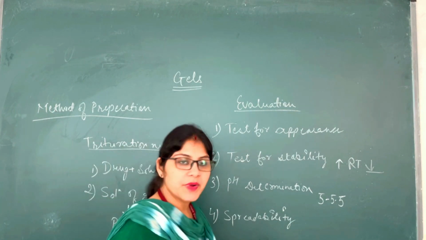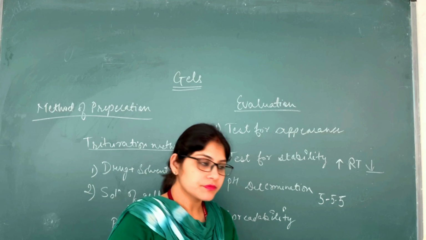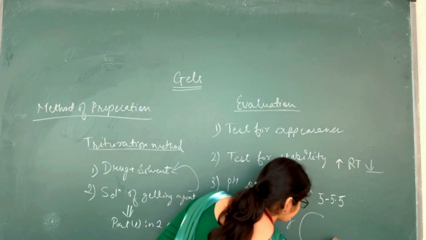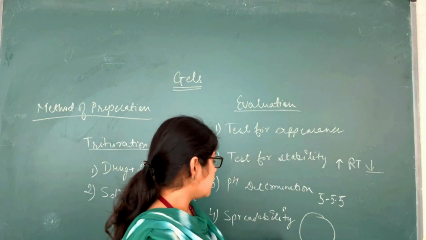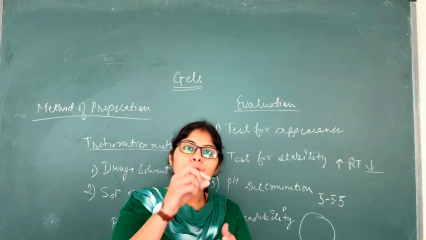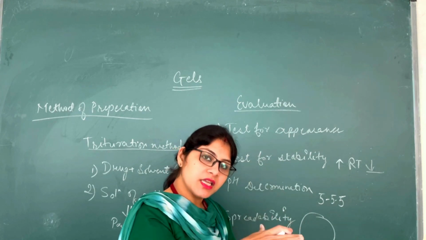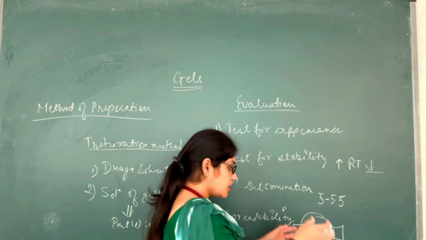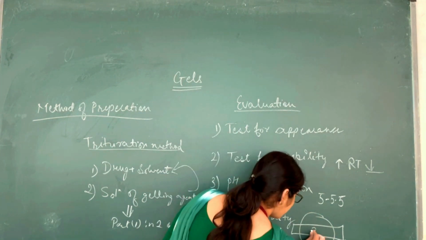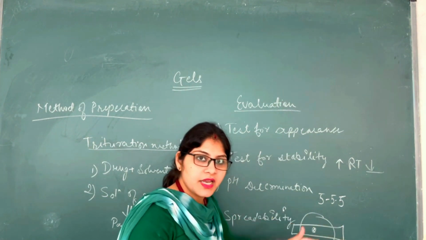Then comes the spreadability of the gel. In this, we take one slide and make a circle of 2 centimeters. Then we put 0.5 gram of the gel on the slide in the circle. Then we put another slide on top of it.